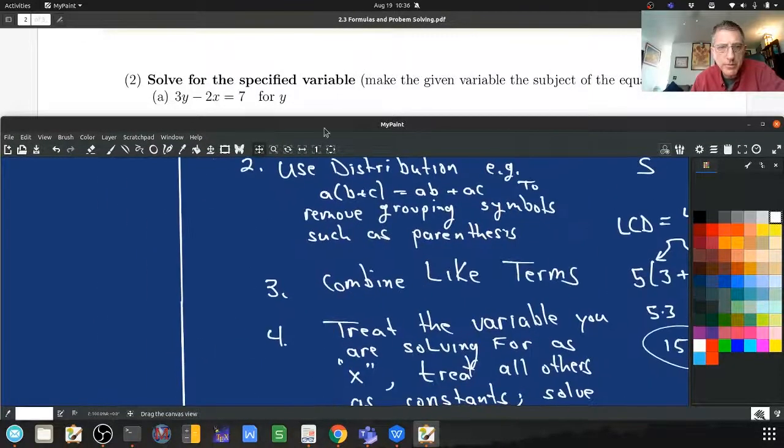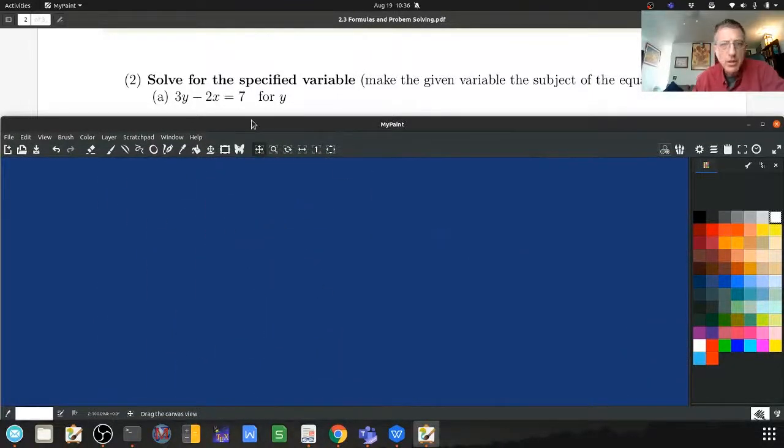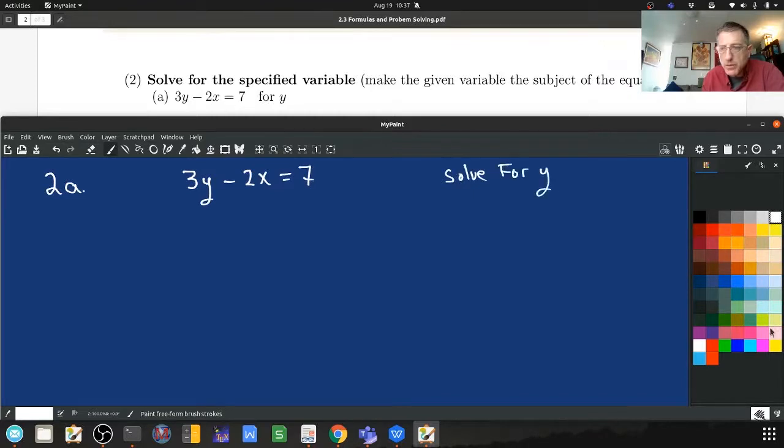So get some working space here. We're going to solve, so this is problem 2A actually, 3y minus 2x is equal to 7. And we're going to solve for y. This is a really important problem. You will see many problems identical to this.